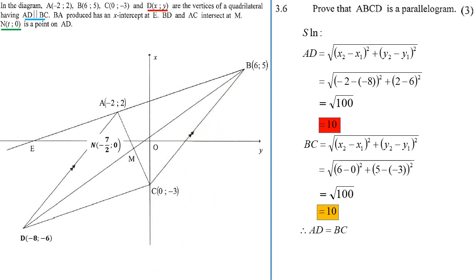Now it means AD is equal to BC. BC is equal to AD. All right. But we know that AD is parallel to BC because it's given. Here it is, it's given. AD is parallel to this. That is what we know. So they are equal, they are also parallel. Therefore, it means this is a parallelogram.